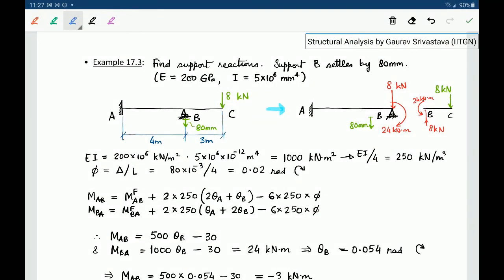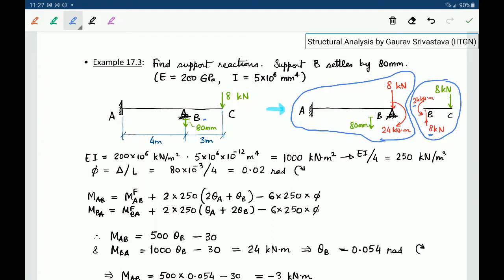Let's look at one example. Let's say this is a propped cantilever beam with an overhang with an end load of 8 kilonewtons, and the joint B settles by 80 mm downwards. Now, for problems with overhangs, it is usually beneficial to consider the overhang as a separate entity, right? So that is a determinate system, and the end moment here, 24, and the end force, 8, can be explicitly calculated, and they can be applied as a load to the rest of the structure.